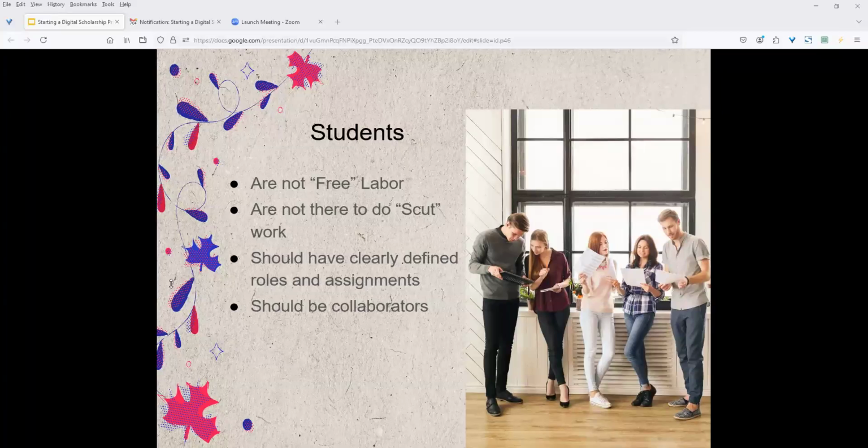So first of all, students are not free labor. Students should be doing meaningful work. They should be building their CVs, to put it bluntly. So that's important to consider. They're not there to do scut work that others don't want to do, okay? Doing corrections of a website, yeah, it needs to be done, but that's not the totality of what they should be doing. They should have clearly defined roles and assignments so there's no confusion. The tasks in these roles will be new, and there's always a learning curve for students. Last, your students are your collaborators on the project and should be treated as such. Okay. So on this project, you're all colleagues.